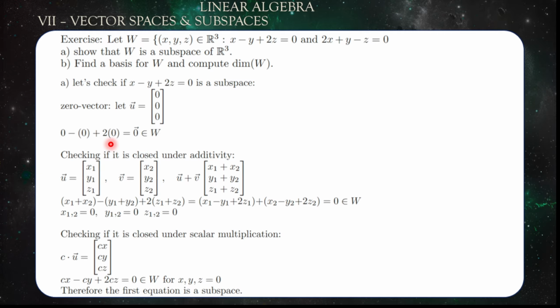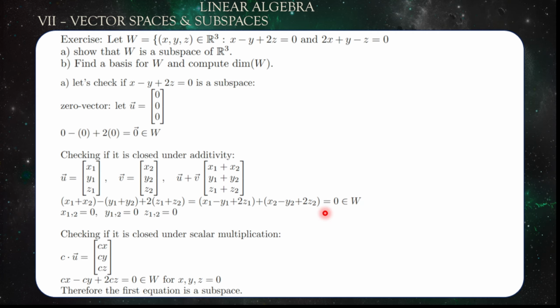Second criterion, checking if it is closed under addition. Let's say u is equal to x1, y1, z1 and v is equal to x2, y2, z2. Then u plus v is x1 plus x2, y1 plus y2, z1 plus z2. You replace x with x1 plus x2, y with y1 plus y2, and z with z1 plus z2, giving x1 minus y1 plus 2z1 plus x2 minus y2 plus 2z2, which is equal to 0.